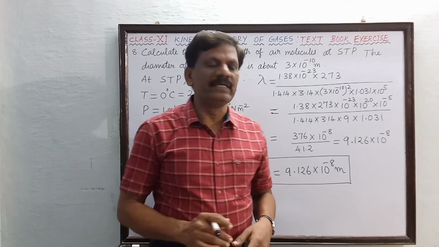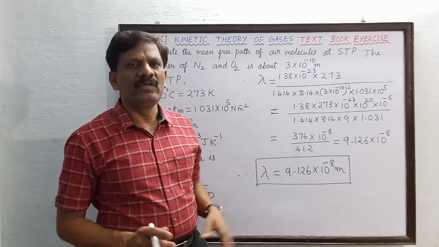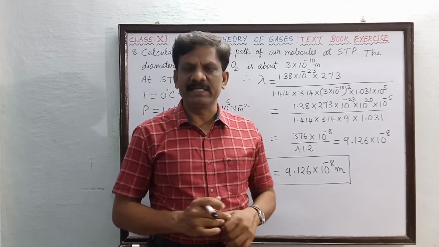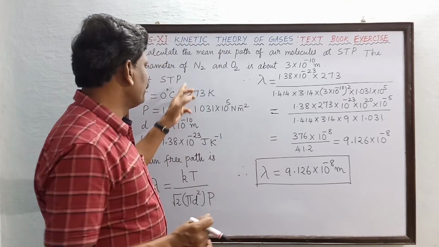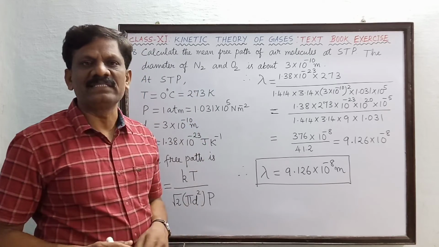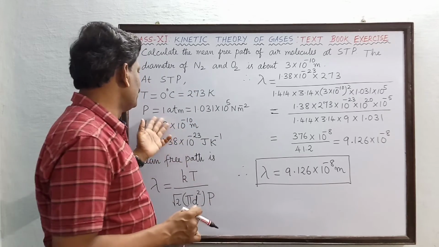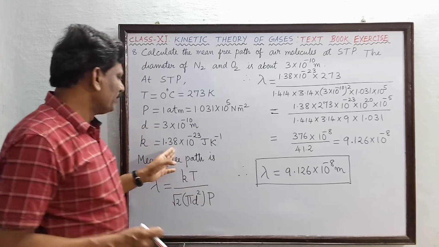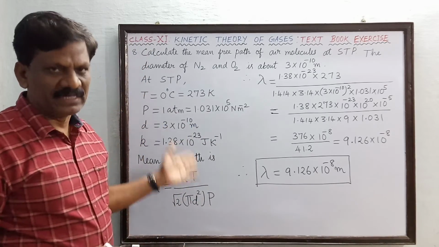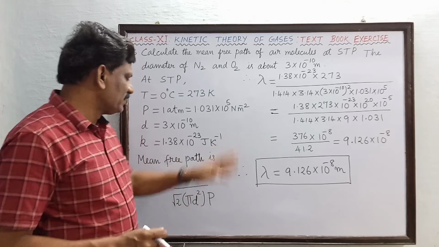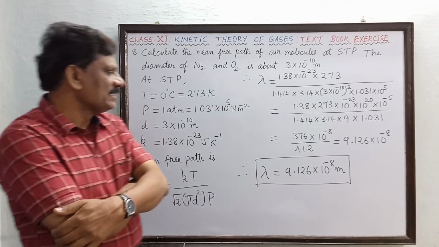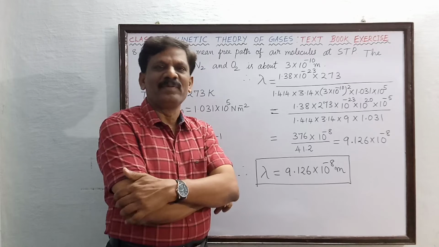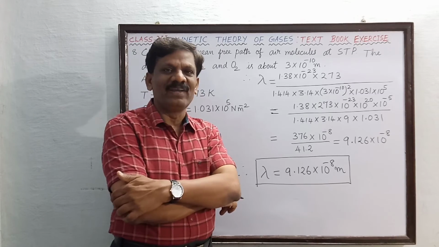Okay students, so here you have to remember the formula correctly, and for standard temperature and pressure you have to assume temperature as 273 Kelvin and pressure as 1 atmosphere. Also it is better if you remember the value of the Boltzmann constant. Only if you substitute, we get the answer as 9.126 × 10^-8 meter. I hope you must have understood well. Fine.